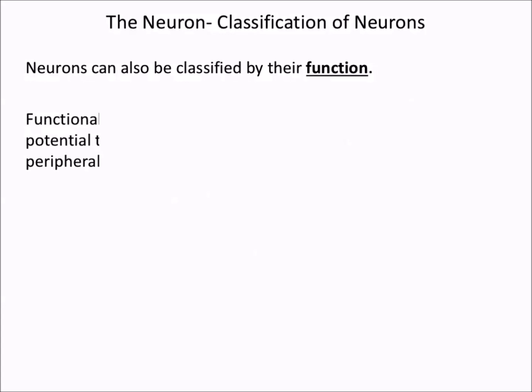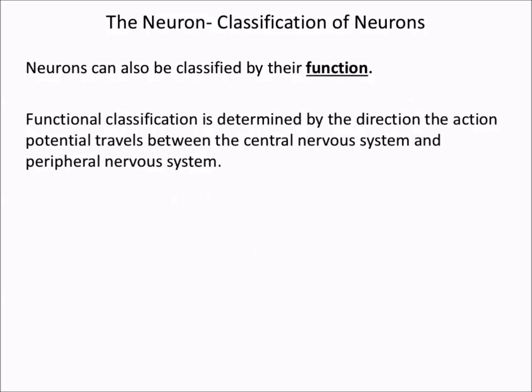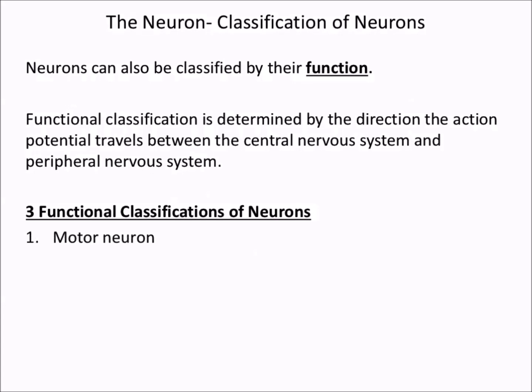Functional classification of neurons is determined by the direction the action potential travels between the central nervous system and the peripheral nervous system. And there are 3 functional classifications of neurons. The first functional classification is the motor neuron. The second classification is a sensory neuron, and the third classification is an interneuron.